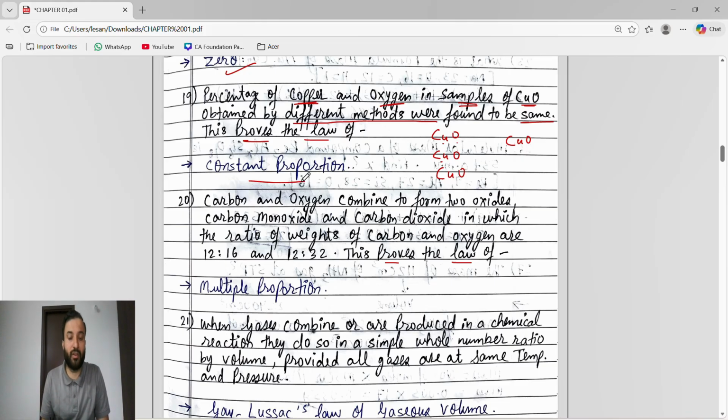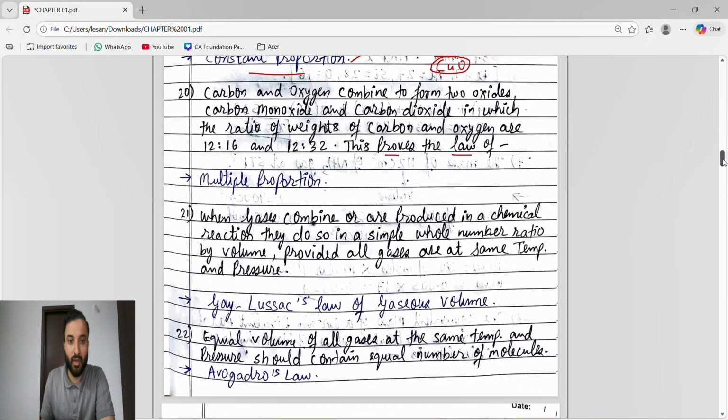Yes, law of constant proportion or law of fixed proportion, where we will not focus on different methods of preparation. Just what we will see is the final product should be samples of CuO, the final product should be same, and then the percentage is found to be same, so this value will remain same. Yes, we have seen this in the constant proportion.